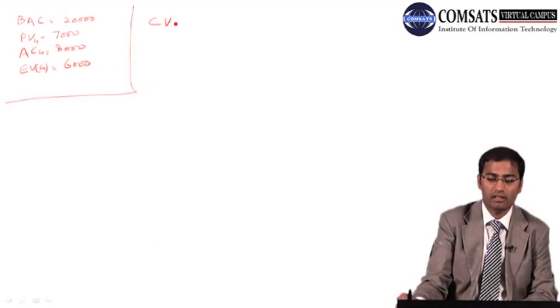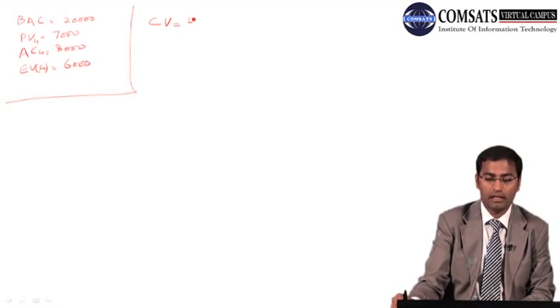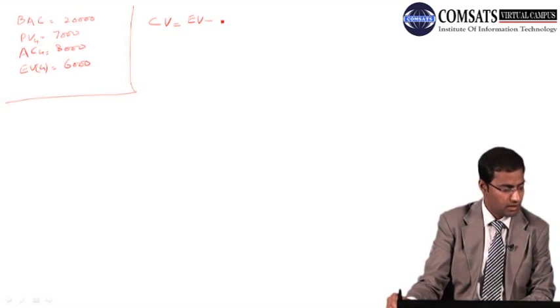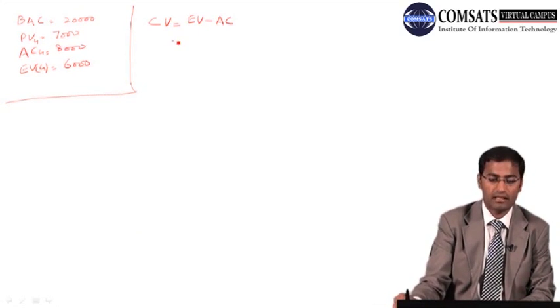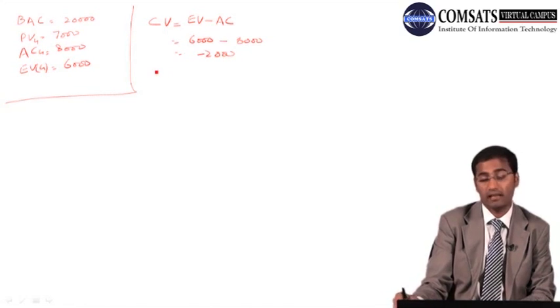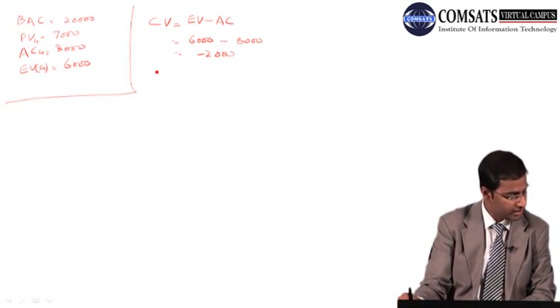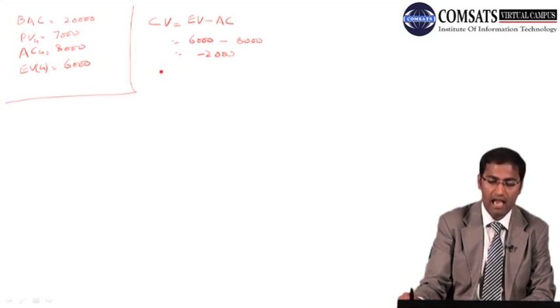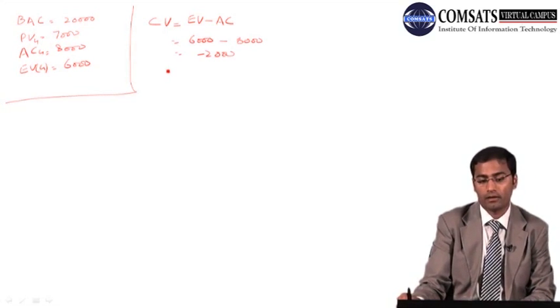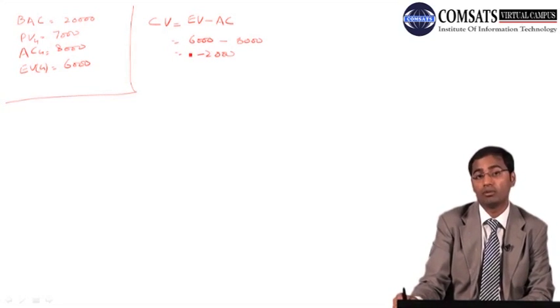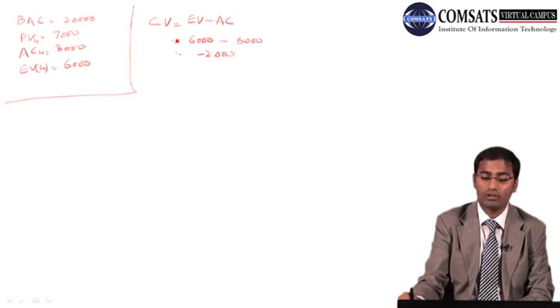So CV is equal to EV minus AC, and EV we are having 6,000 minus AC 8,000, so we are having minus 2,000. And if we want to have a percentage as well, we may have that, but for that we are just asked about what is the value, so we will give that.